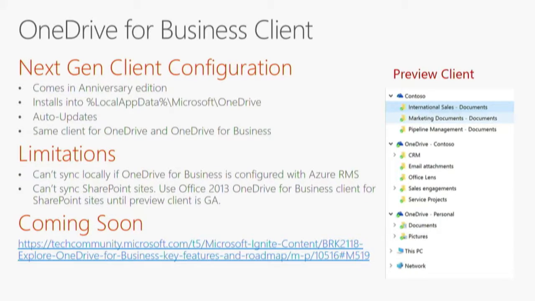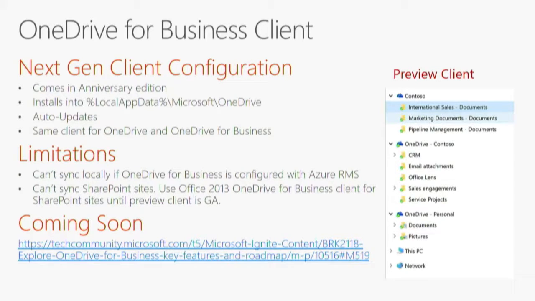Also, at present, there's a preview version of the next gen client, and that will sync SharePoint sites, those team sites. Right at this point in time, if you've got the current GA version, then it will do your OneDrive and your OneDrive for Business, but it will not do your SharePoint sites. The only option that you've got is going and getting your old Office 2013 version of OneDrive for Business and just installing that and then using that to sync your OneDrive for your SharePoint sites. But I think that's pretty close.